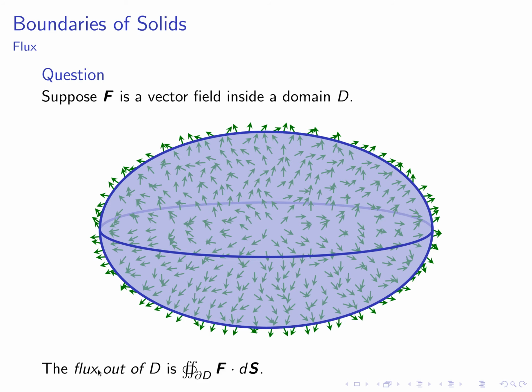Well, in this situation, we define the flux out of this domain as the double integral over the boundary of this three-dimensional domain of F dot dS. In other words, the flux out of this domain is defined as the flux of this vector field over the boundary surface of this three-dimensional domain. Note here that we're using this double integral with the circle notation simply to indicate that the boundary of this domain consists of one or more closed surfaces. And in this particular picture, there's one part of the boundary.